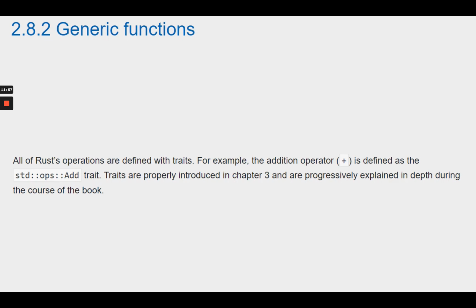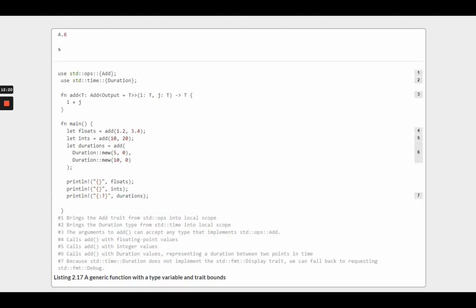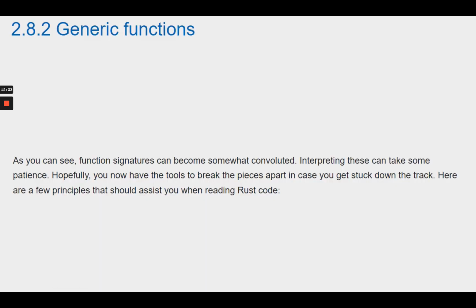Traits are properly introduced in chapter 3 and are progressively explained in depth during the course of the book. To reiterate, all of Rust's operators are syntactic sugar for a trait's methods. Rust supports operator overloading this way. During the compilation process, a plus b is converted to a.add(b). Listing 2.17 is a full example that demonstrates that generic functions can be called by multiple types. The listing prints these 3 lines to the console.